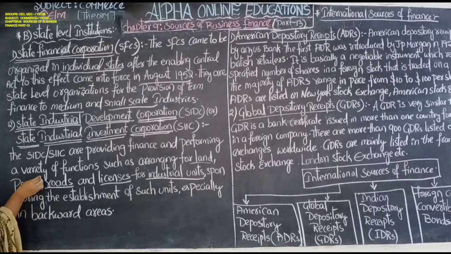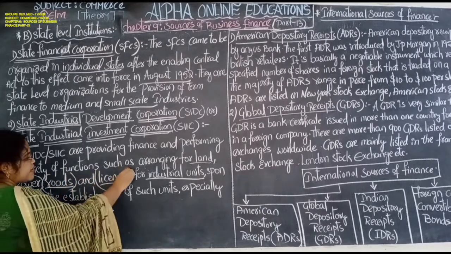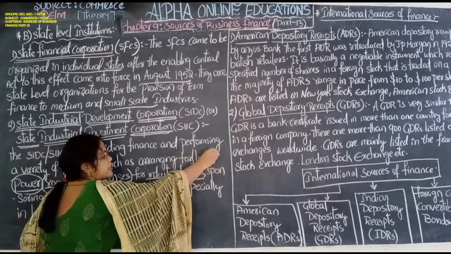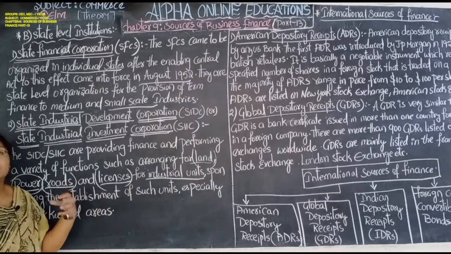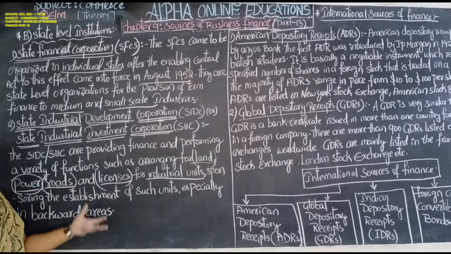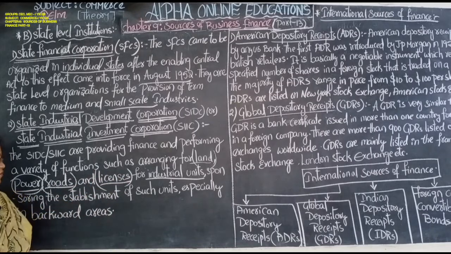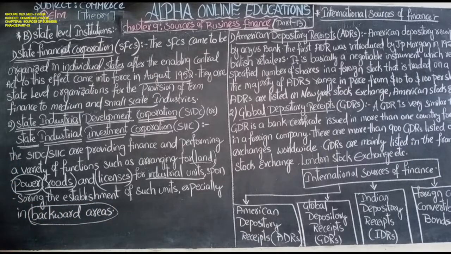They are sponsoring power, the roads, the license, the land. In this way they are helping the industry. Sponsoring means they will bear the total expenditure. The industries need not bear any kind of expenditure, especially in the backward area. So these types of services are provided to the industries which are in the backward area.